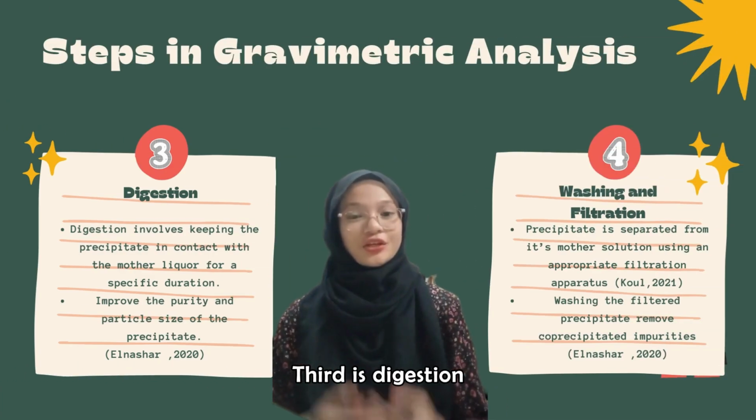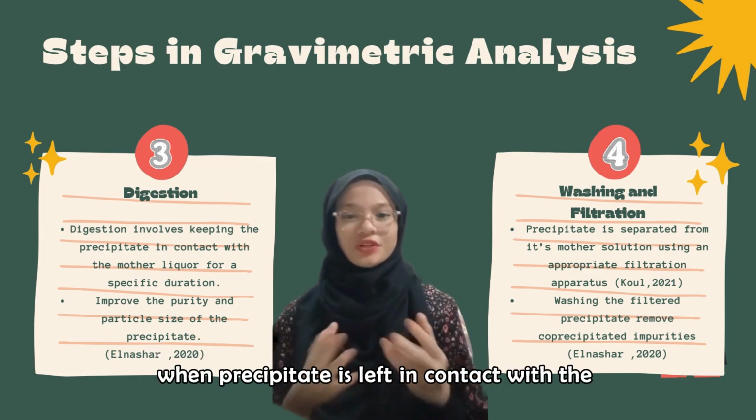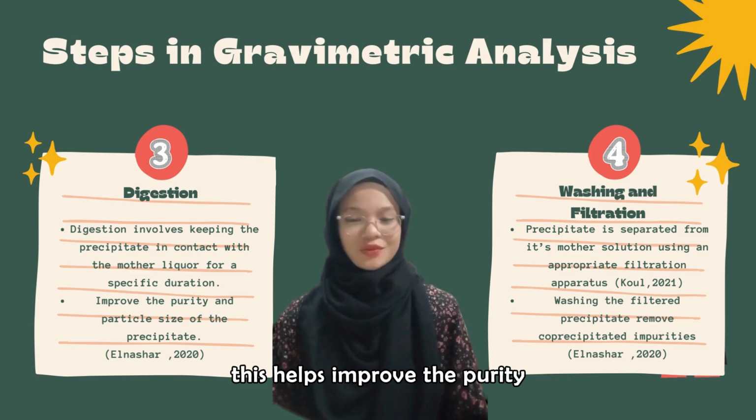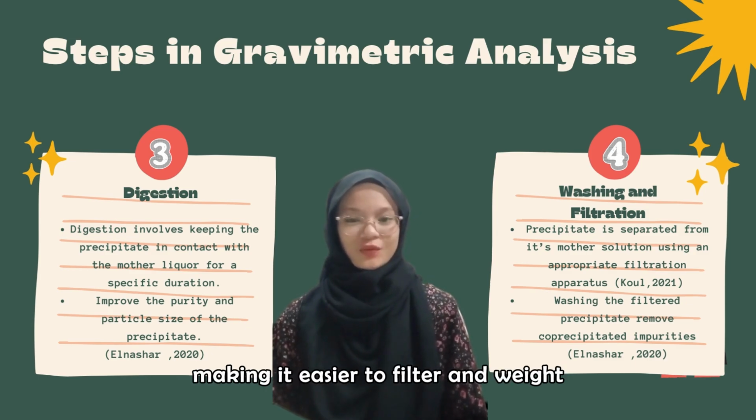Third is digestion. During digestion, larger crystals grow at the expense of smaller ones when the precipitate is left in contact with the mother liquor for a specific time. This helps to improve the purity and particle size of the precipitate, making it easier to filter and weigh.